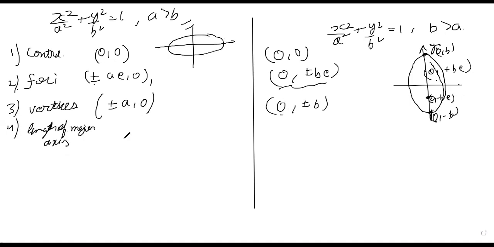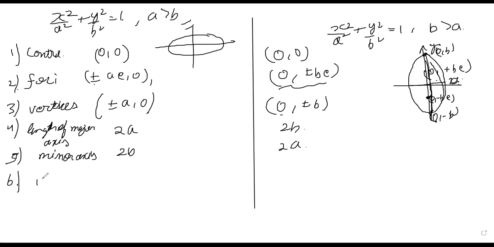2A. Yes, in this case this will be the major axis. In this case, 2B will be the major axis, and the minor axis will be 2B in the first case. In this case it will be 2A, because this distance will be 2A.